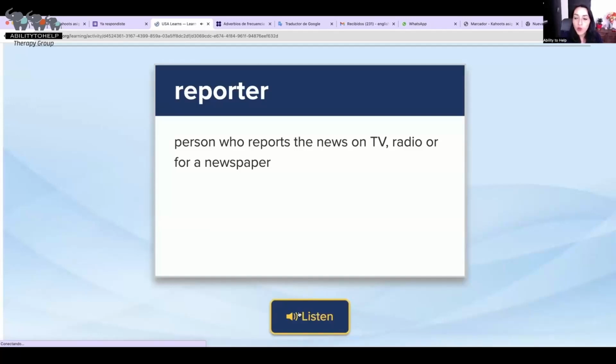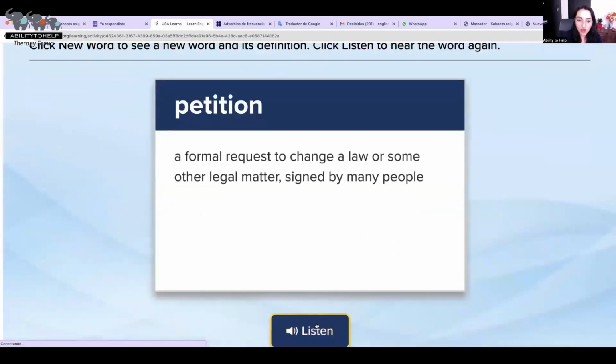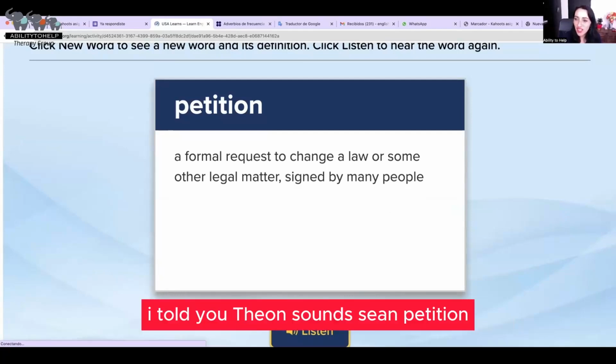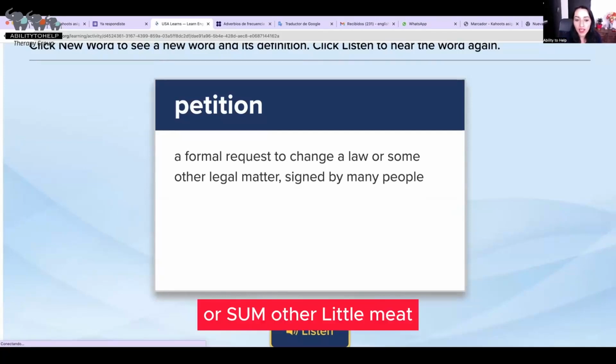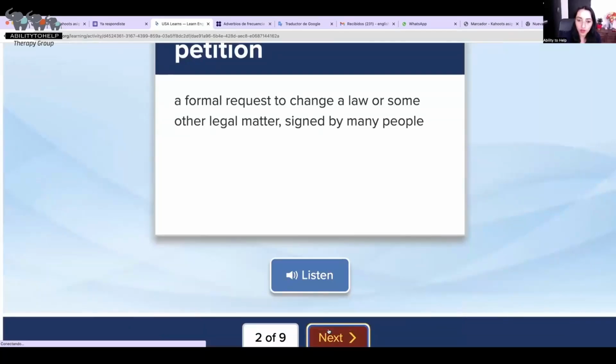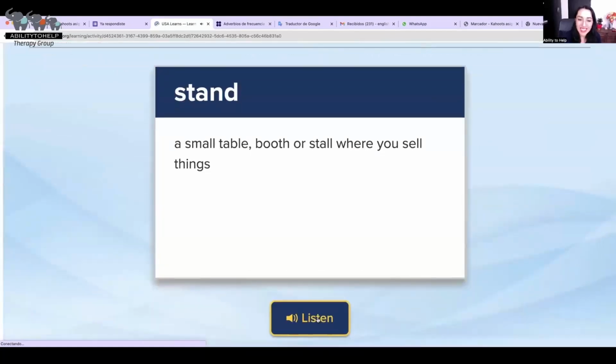Reporter. A person who reports the news on TV, radio, or for a newspaper. Petition. I don't know if you remember from phonetic class, I told you, tion sounds like shun. Petition. A formal request to change a law or some other legal matter, signed by many people. It's a petition. Stand. A small table, board, or store where you sell things.